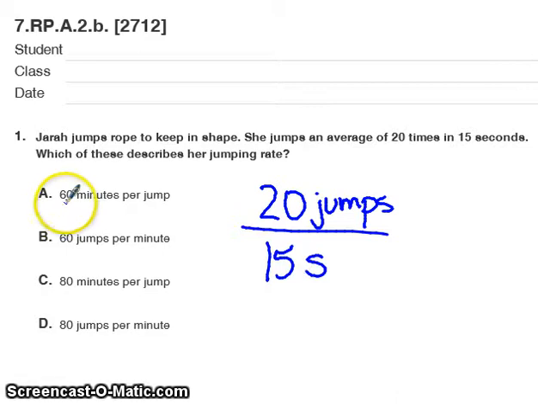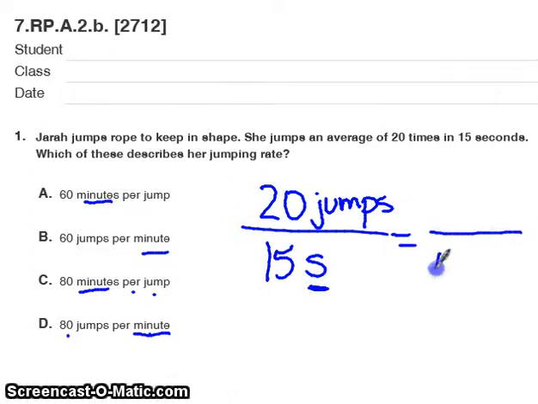So we're looking at 60 minutes per jump, 60 jumps per minute, 80 minutes per jump, 80 jumps per minute. Looking at minute, minute, minute. So I know I need to convert this seconds into a minute. And I know that there are 60 seconds in 1 minute. Keeping seconds and seconds in the same place in my ratio. Make sure my proportion's set up correctly. So I use J for jumps here.